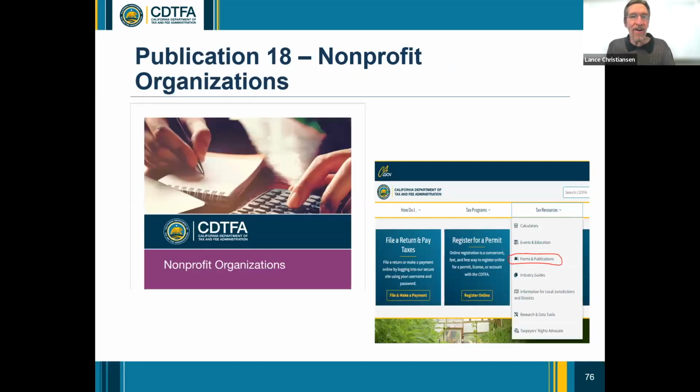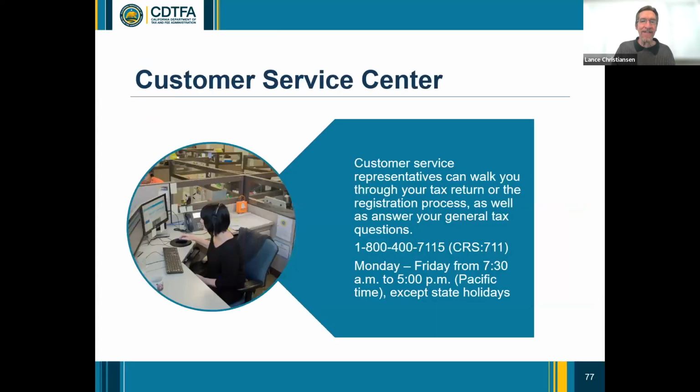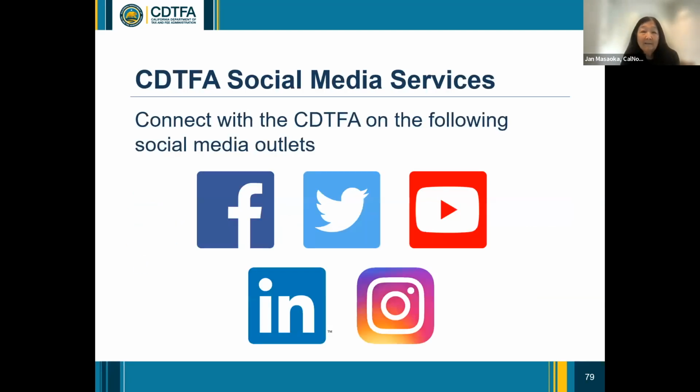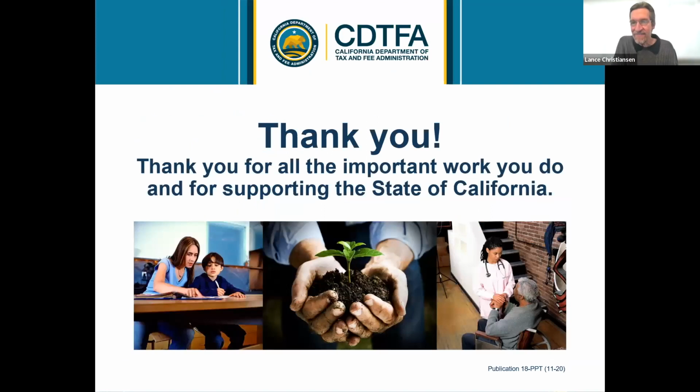You can also find our publication, Nonprofit Organizations. It'll help you figure out which one you are. You can find that online from our website under Forms and Publications. Also, if you have questions after today, you can always call our customer service center, 800-400-7115, Monday through Friday. They can answer any question that you might have. All right? All right, we're going to go ahead and skip on to the end then.